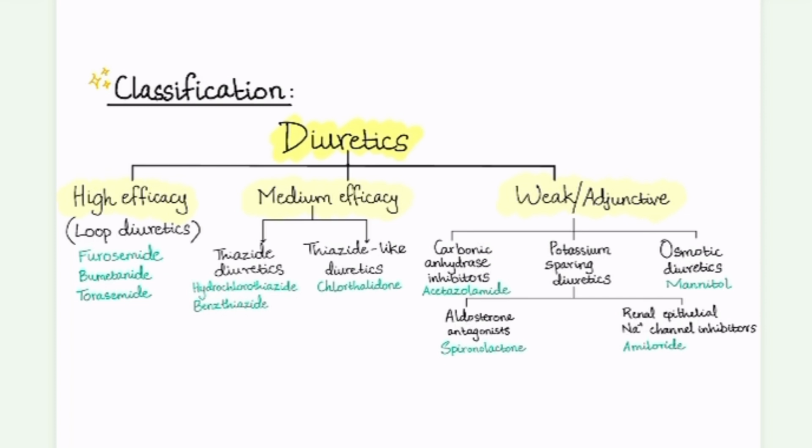Weak or adjunctive diuretics can be classified into three categories: carbonic anhydrase inhibitors, potassium sparing diuretics, and osmotic diuretics. Potassium sparing diuretics can be further divided into two types: aldosterone antagonists and renal epithelial sodium channel inhibitors. An example of a carbonic anhydrase inhibitor is acetazolamide. An example of an aldosterone antagonist is spironolactone. Example for renal epithelial sodium channel inhibitor is amiloride, and an example for osmotic diuretic is mannitol.